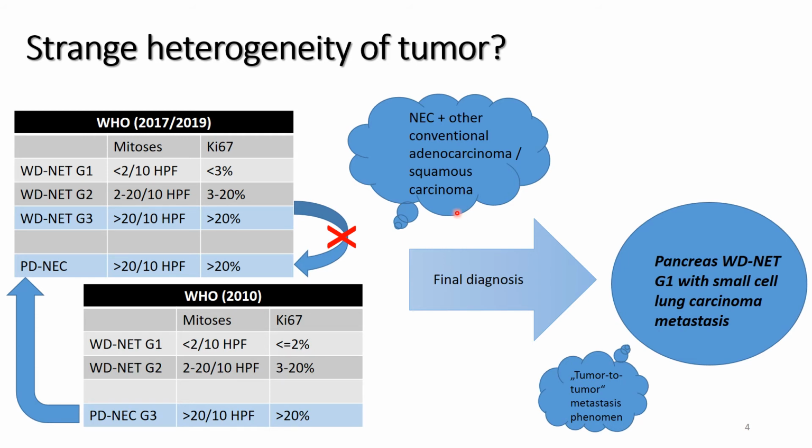Health Organization neuroendocrine neoplasms classification, which was revised in 2017 and 2019, the G3 category was reclassified into well-differentiated neuroendocrine tumor G3 and poorly differentiated neuroendocrine carcinoma. By clinical investigations, it was determined that a well-differentiated neuroendocrine tumor can progress to poorly differentiated neuroendocrine carcinoma. That's why both of these components shouldn't be seen in one tumor.